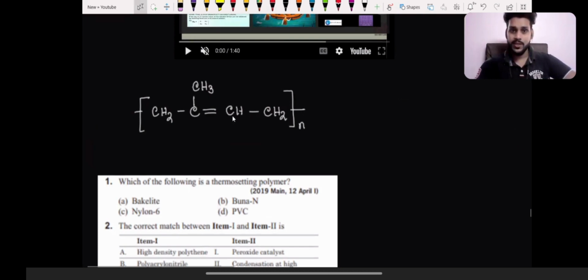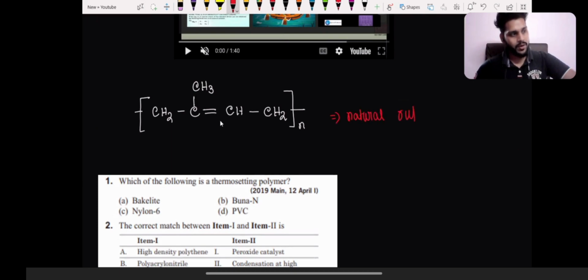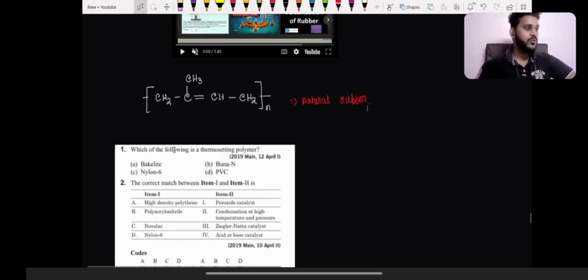This is what I have drawn. Can you recognize which unit this is? Pause this video and tell me. Try to answer this. This is our isoprene unit. And I told you that when n number of isoprene units get polymerized, what we get is natural rubber.